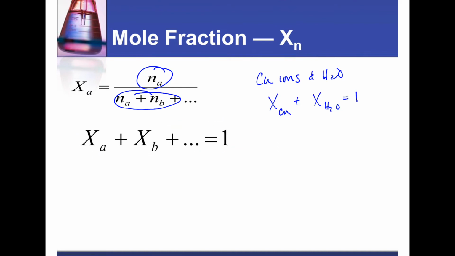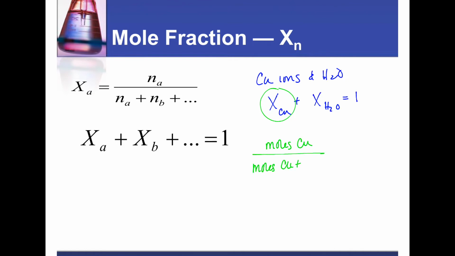Now why that's helpful is if you calculate one and you want to find the other, you can just subtract from one to find the other one. Again, if I was trying to find a mole fraction of copper ions, it would be moles of copper divided by moles of copper plus moles of water. So it's kind of like a percentage of moles, except you're not multiplying it by any percent. It's going to be like a percent of moles in decimal form.